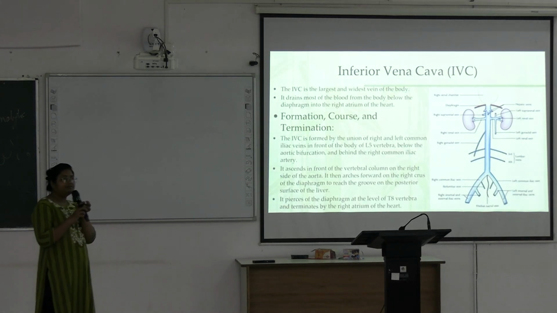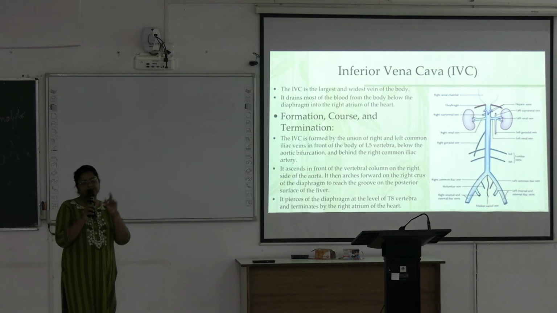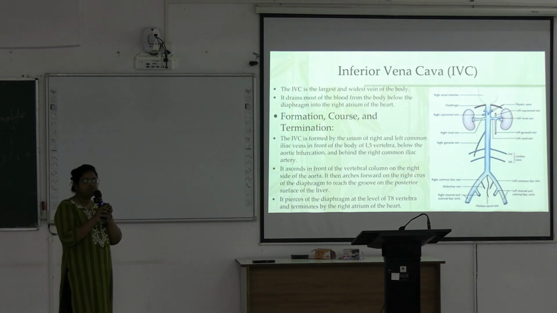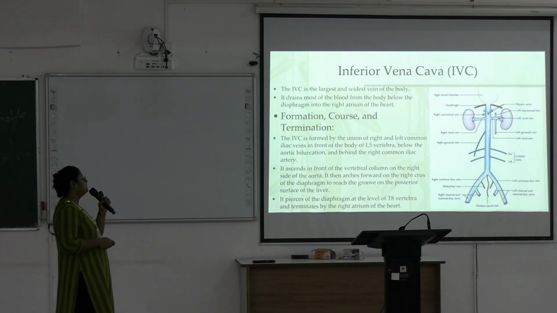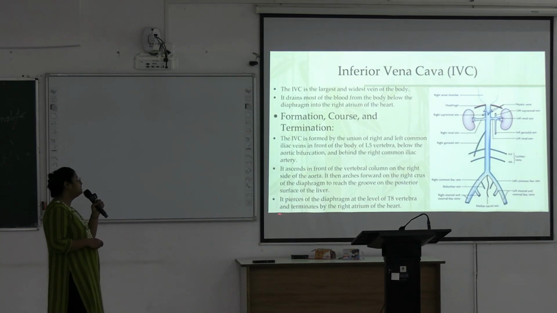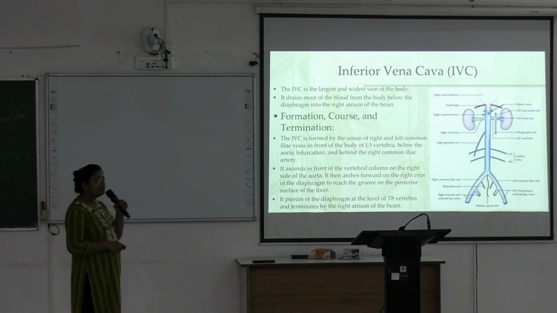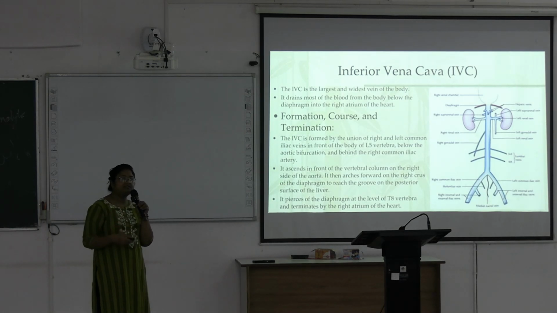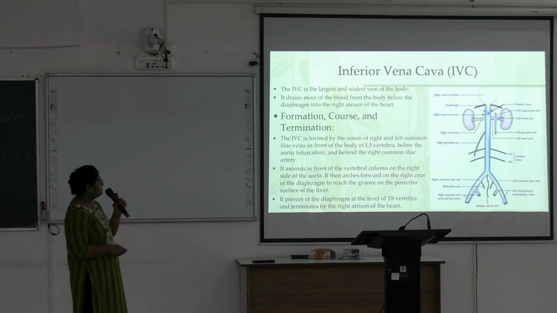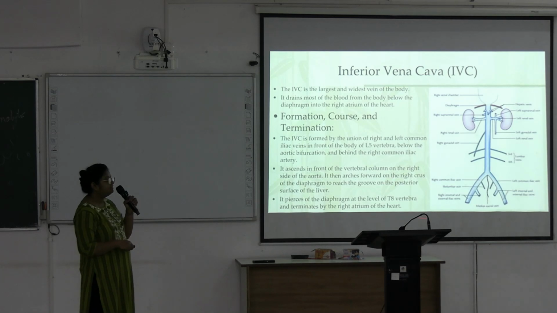In the liver viscera, you will see a groove for inferior vena cava on the posterior surface of the liver. It pierces the diaphragm at the level of T8 vertebra and terminates by opening into the right atrium of the heart. You have seen inferior vena cava opening in the right atrium of the heart. This vertebral level is important. There is a vena cava opening of the diaphragm which lies at T8 level.